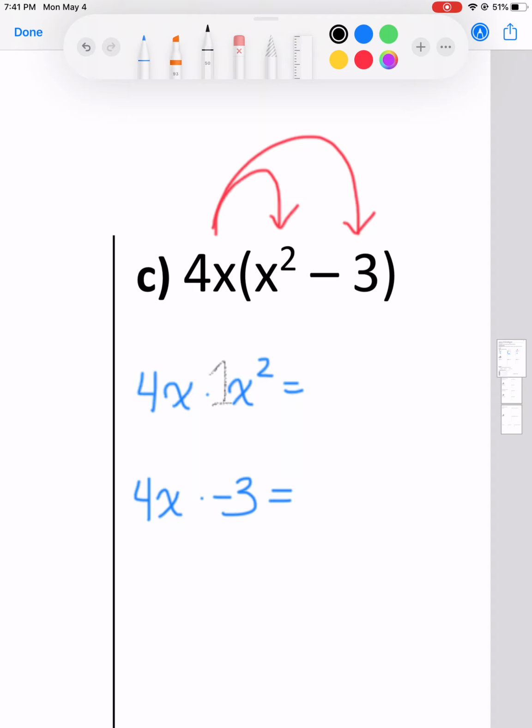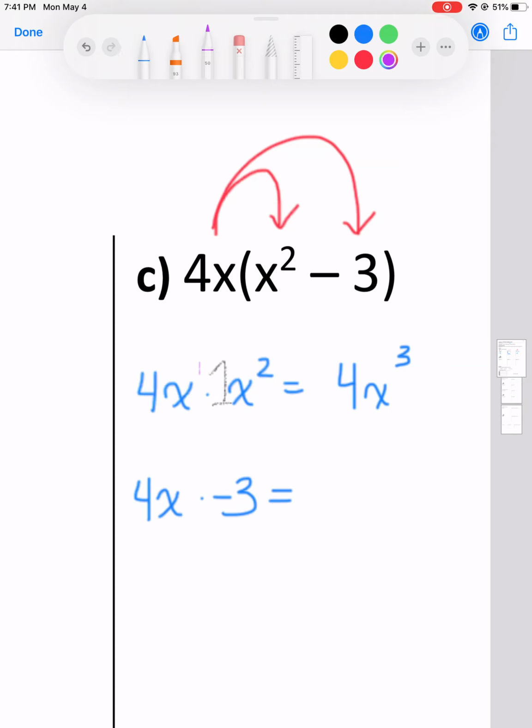What's 4 times 1? 4, so that's good. What's x times x squared? Remember, there is a number 1 here. 1 plus 2 is 3. So 4x to the power 3. Okay. 4x times negative 3.